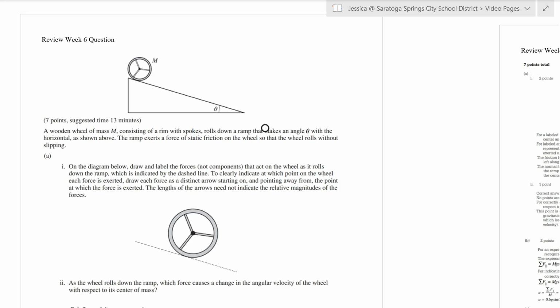Okay, so right away, some things that I know the question might ask about. The question might ask about energy conservation. Okay, and it says that the wheel is rolling. So in this case, we have gravitational potential energy converting to translational or linear kinetic energy and rotational kinetic energy. So that's one thing that I might be asked about.